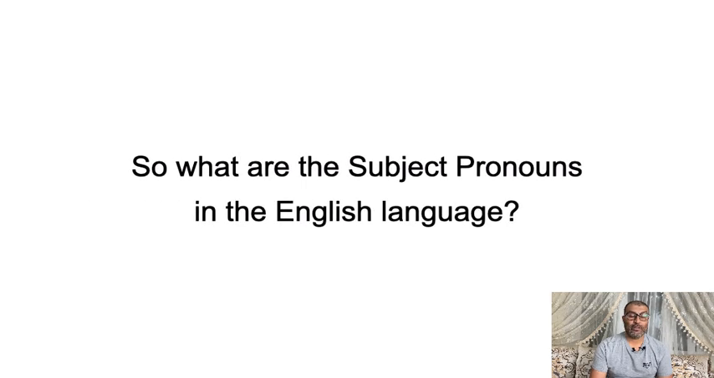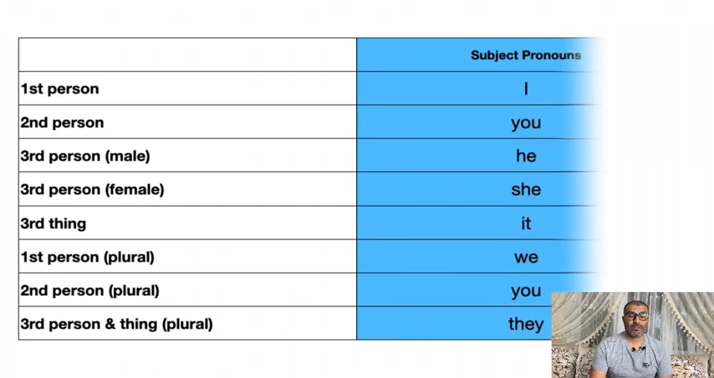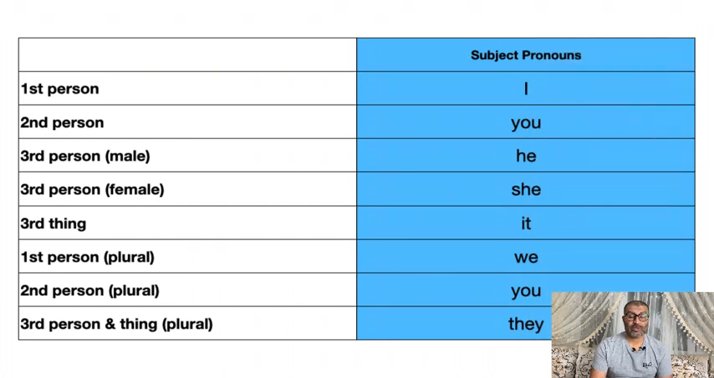So what are the subject pronouns in the English language? We gave the example before in the previous videos. The first person in a subject pronoun is I. The second person is you. Third person for male is he. Third person female is she. Third thing, which is not a person, is it.